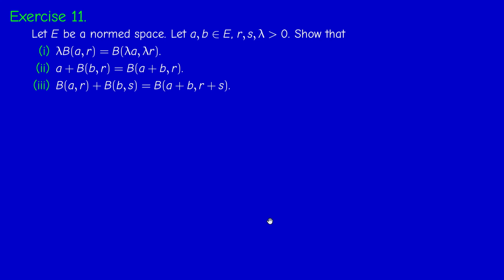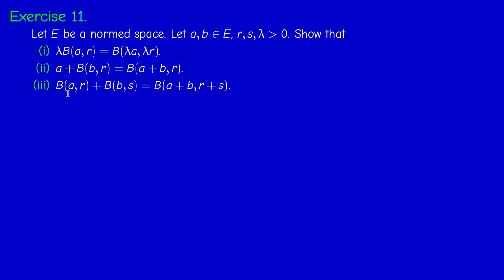Exercise 11. You probably encountered this exercise in second year. What is the geometric meaning of these identities? lambda B(a, r) is the homothetic of the ball of center a and radius r with respect to the origin. So when I do a homothety with ratio lambda and center 0, we have to take the image of the center under this homothety and multiply the radius by lambda. Second identity: when I translate a ball, I just translate the center.